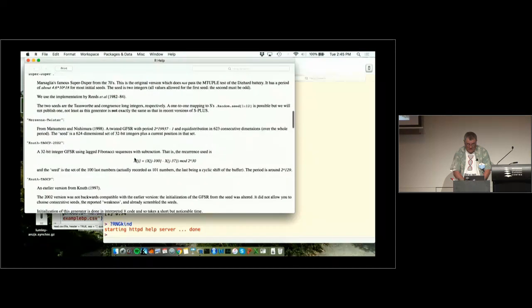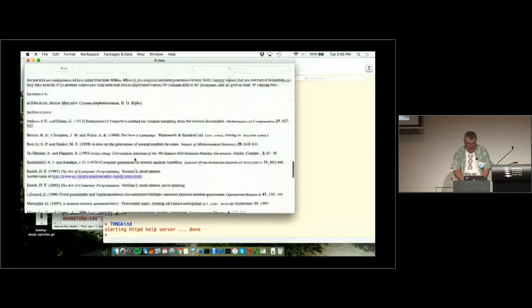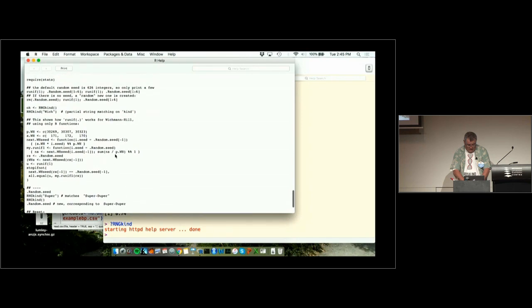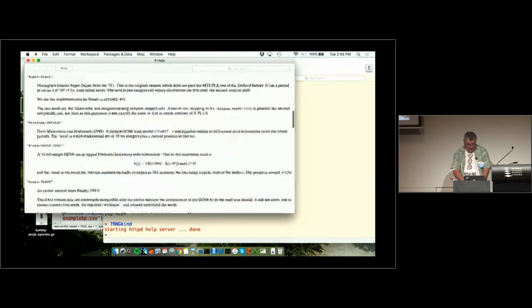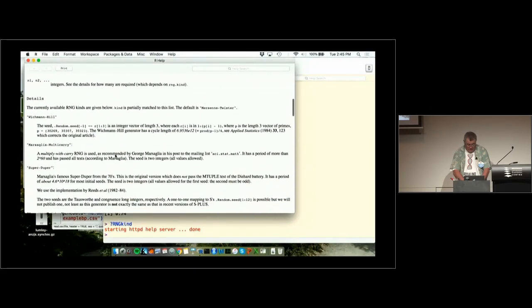There's a whole bunch of options for how normal random numbers are generated in R. And the default is the slowest of the available options, because it's also the most accurate of the available options. Now I need to look up the syntax again. Normal.kind.